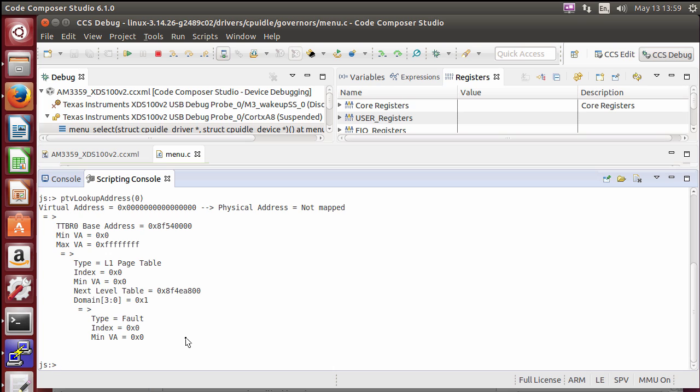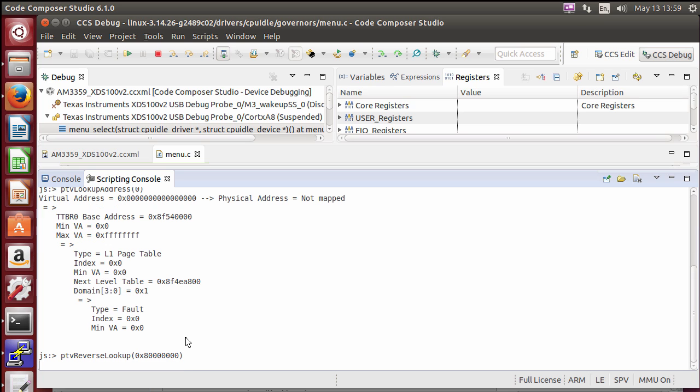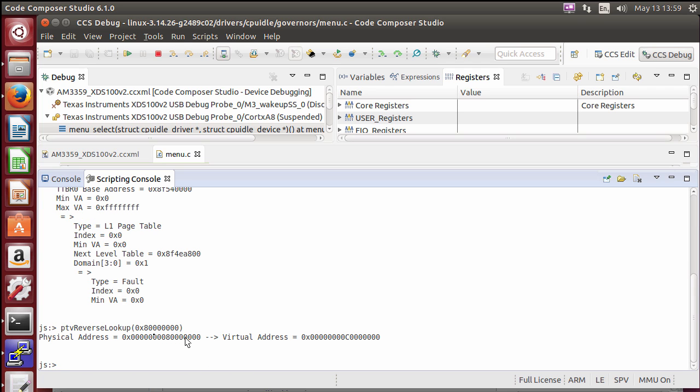For instance, I can also take a look at reverse lookup, which means that I'm going to take a look at the physical address and see how it is virtually configured. And in this case, the physical address, which is 8 million, which is the base of the DDR, is configured to the C000. That is another way of looking at it.